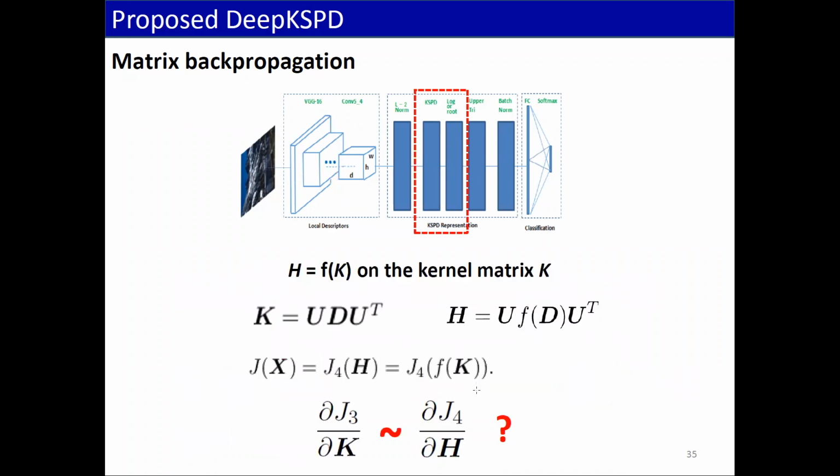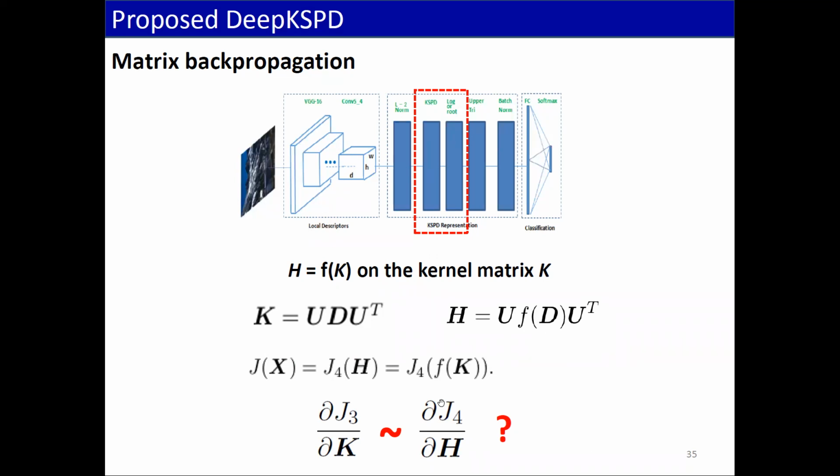In particular, one of our contributions and also one of the key obstacles is how to backpropagate the error signal or the gradient through this layer. This layer is actually a matrix normalization layer. Matrix normalization involves eigen decomposition and then applying a function, for example, the logarithm function, on the diagonal eigenvalues.